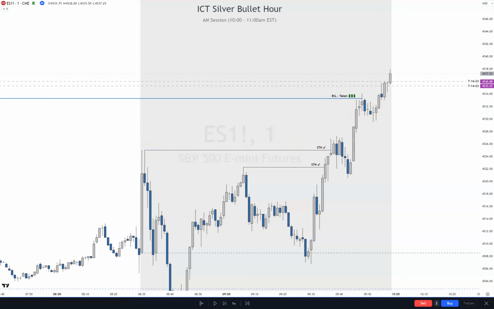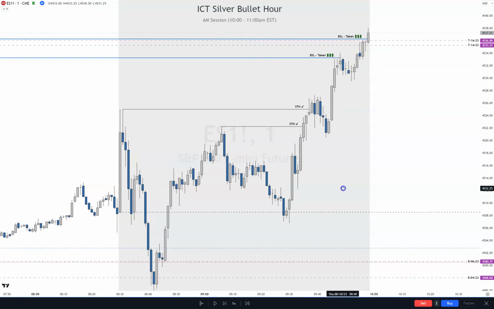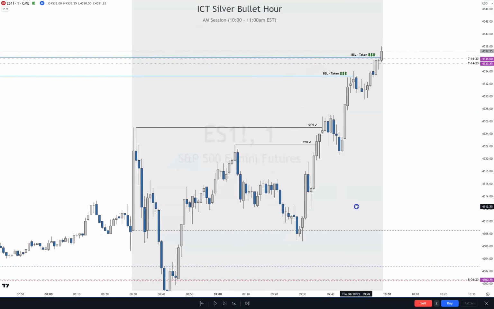Buy-side liquidity has been taken. I'll show you that here in a second. Another much longer buy-side liquidity has been taken. So I'm just looking for a reversal at this point. I know we hit the new week opening gap, and we came from a new week opening gap. So I'm seeing how it's going to react here is what I'm waiting for.